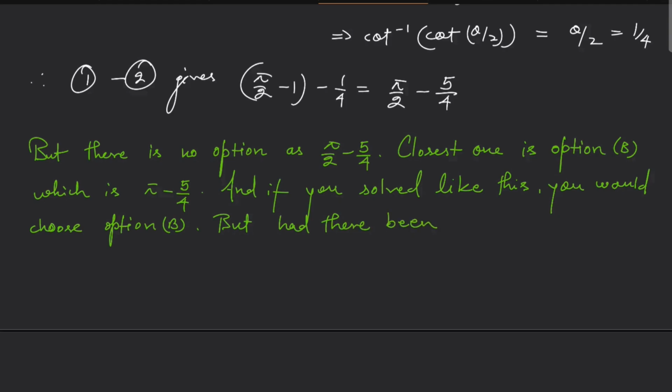But let's say that there was another option also, pi by 2 minus 5 by 4. There would have been one option also, pi by 2 minus 5 by 4.